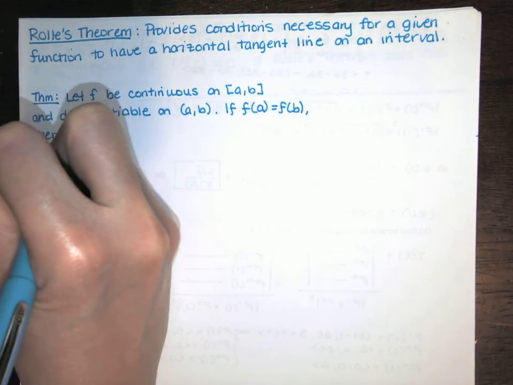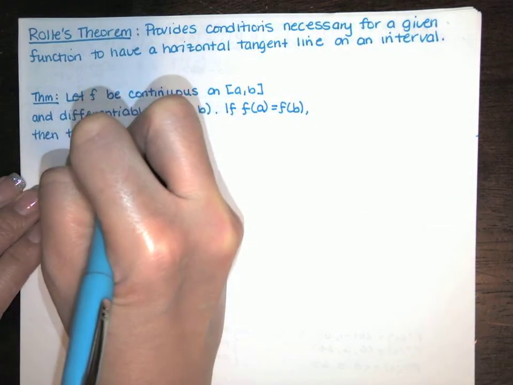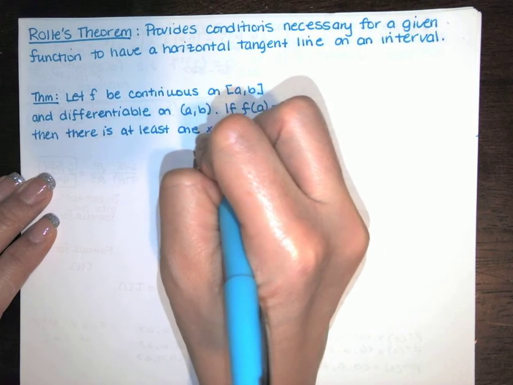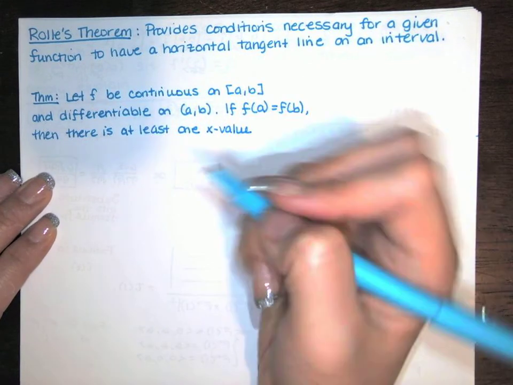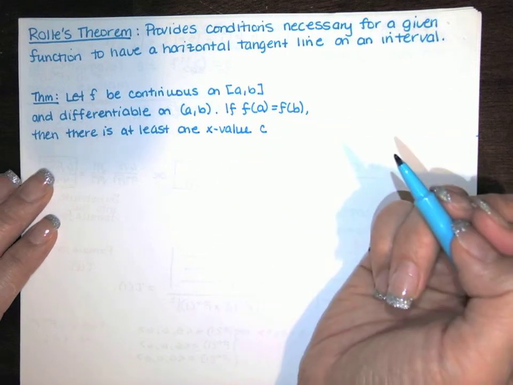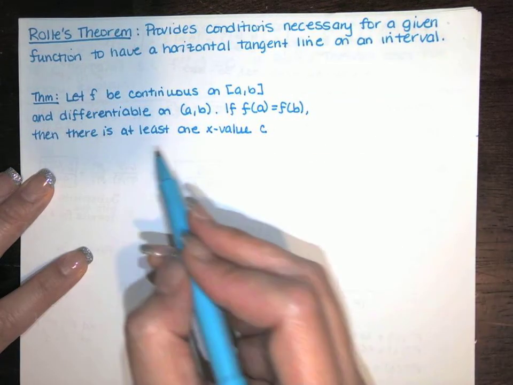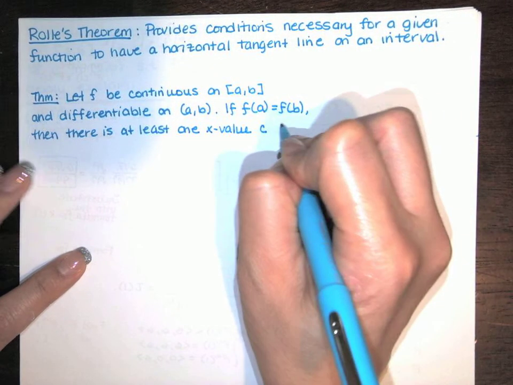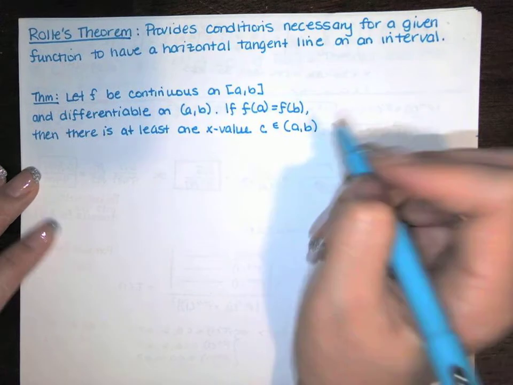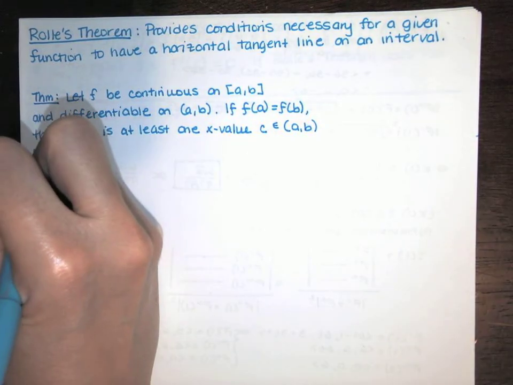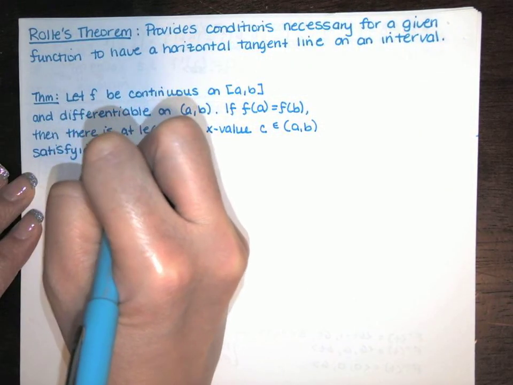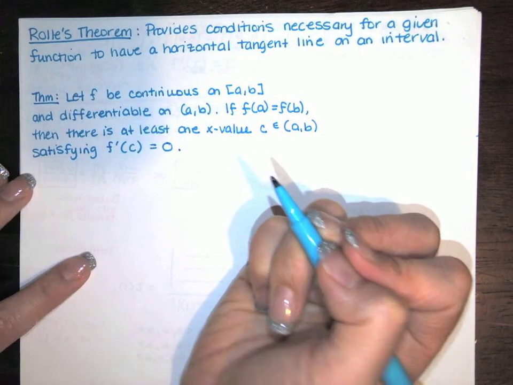Then there is at least one x value, which many textbook authors label with the variable c. Then there's at least one x value c in the interval from a to b, and this is just notation. That means c is in this interval, satisfying the following: f prime of c is equal to 0.